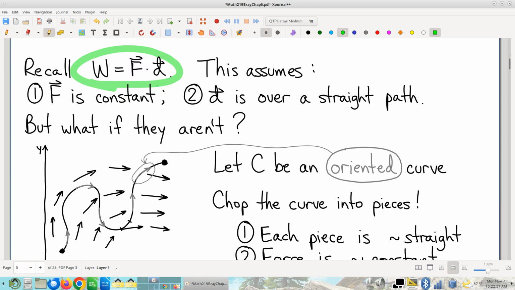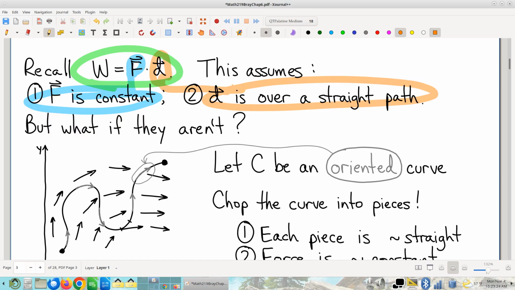This does recognize that the force is a vector and displacement is a vector, but it also kind of assumes implicitly that the force is constant over the entire displacement. And that's not how the real world works necessarily. Sometimes forces are more later in the process and less earlier in the process. It also kind of assumes that your displacement is over a straight line path. Again, not all paths in the real world are straight lines.